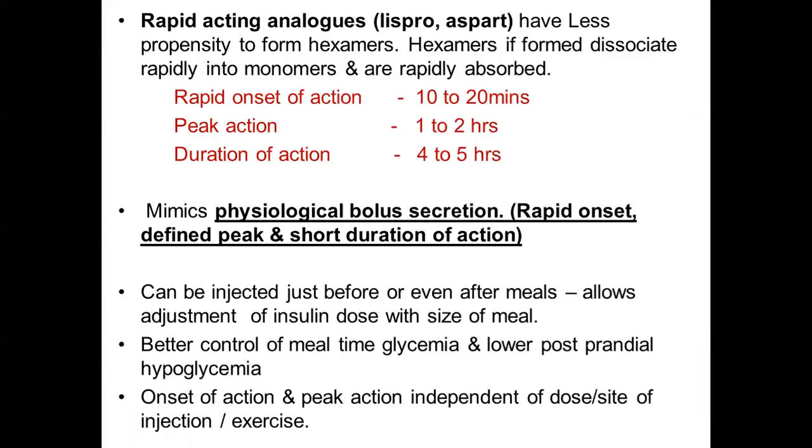But the rapid acting insulin analogs, you can see, do not form hexamers. So they dissociate very fast into monomers, and they have a rapid absorption. You can see the action is within 10 to 20 minutes as compared to almost half an hour. So within 10 minutes of the injection, it starts acting. It can be given just 5 minutes before the meal, or even after the meal, because the onset of action is very fast. It peaks in 1 to 2 hours, and the duration of action is comparatively less, 4 to 5 hours, not 6 to 8 hours like the regular one.